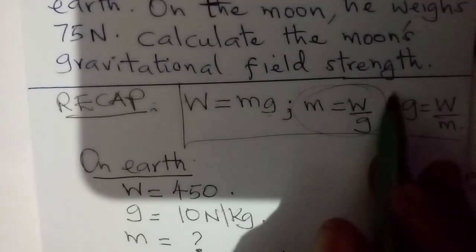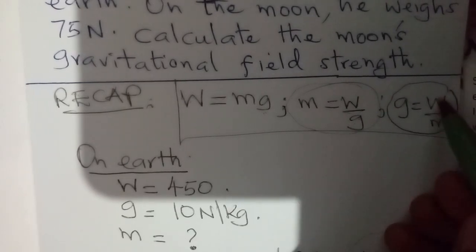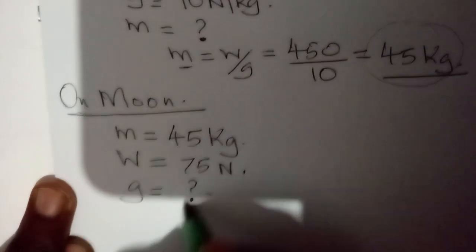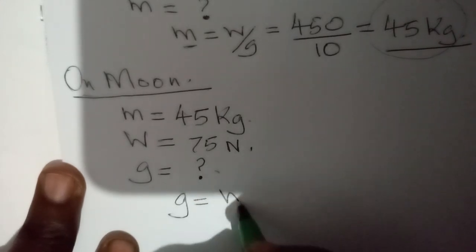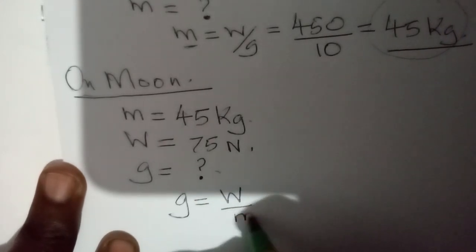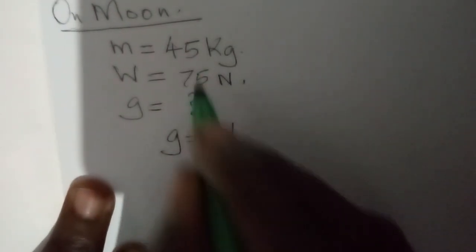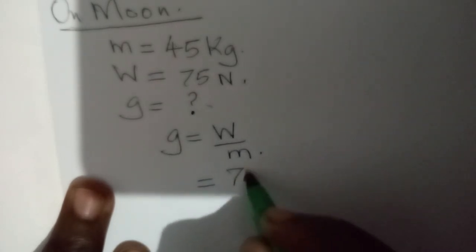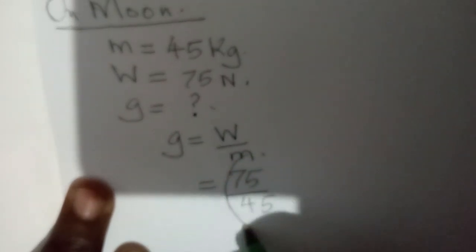So how do we find gravitational field strength? Gravitational field strength is equal to weight over m, which is mass. So gravitational field strength g is equal to weight over mass. The weight is 75 over 45, which is the mass.